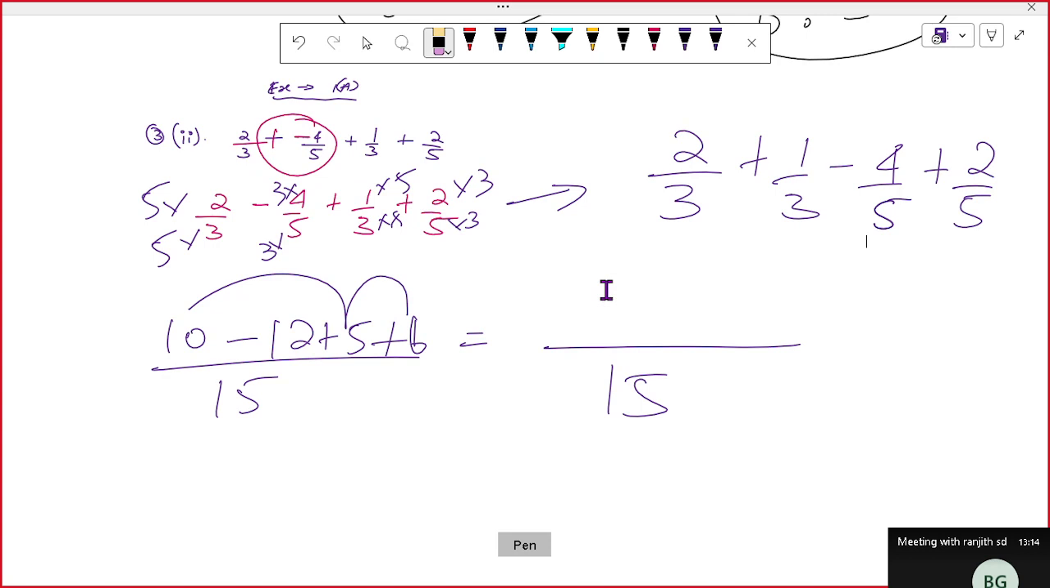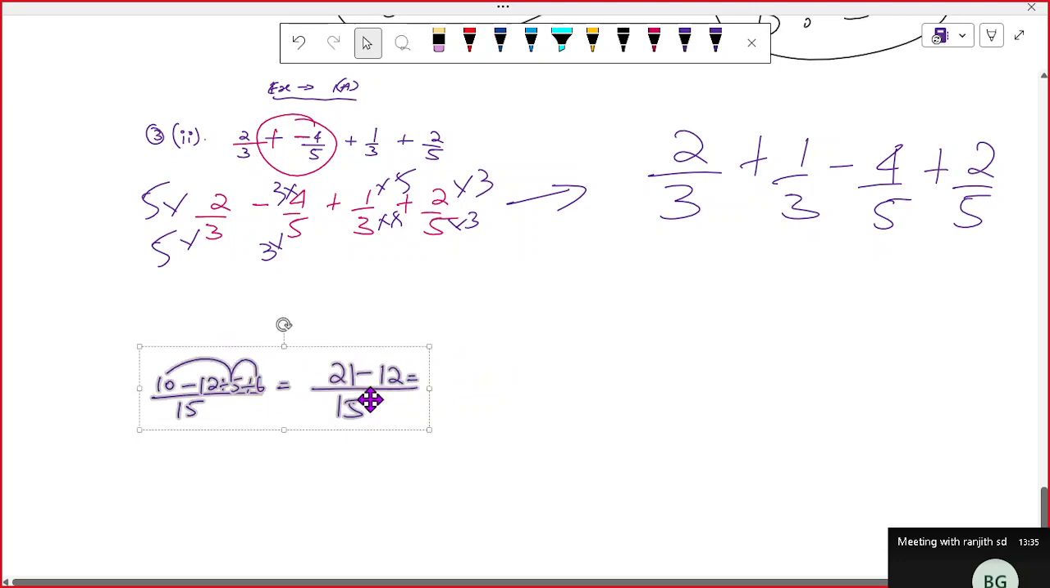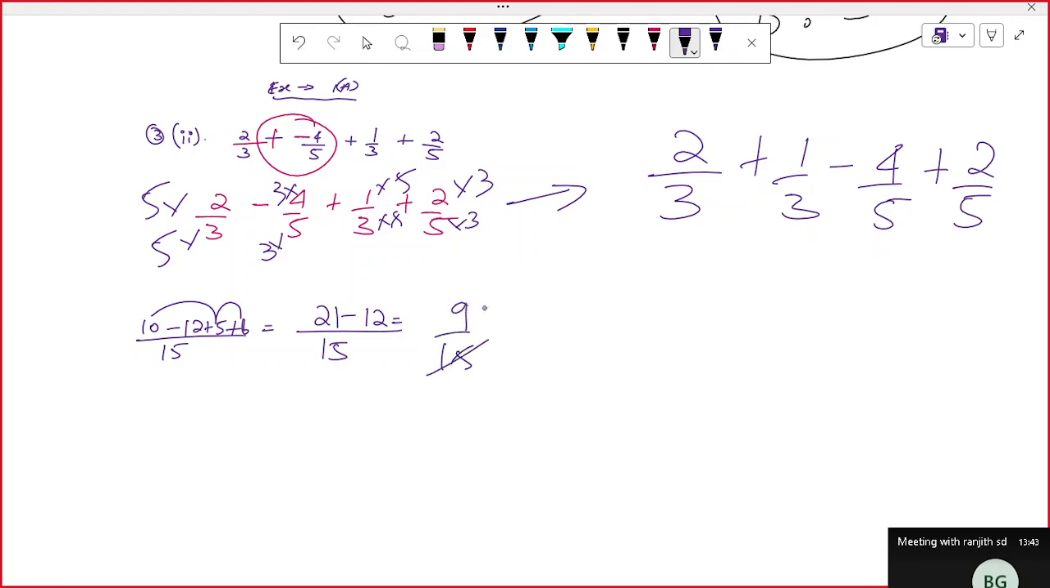21 minus 12. What's the answer? 9. 9 by 15, right? Yes, sir. Reduce 9 by 15 to the lowest term. Any numerator by denominator value, you'll have to reduce. 3 by 5, sir. 9 by 15, 3 by 5 is the answer. Okay, this is the LCM method. One single step, you'll get the answer.